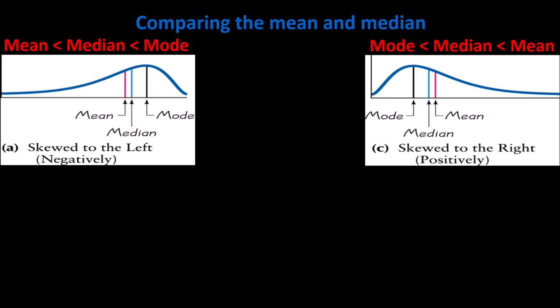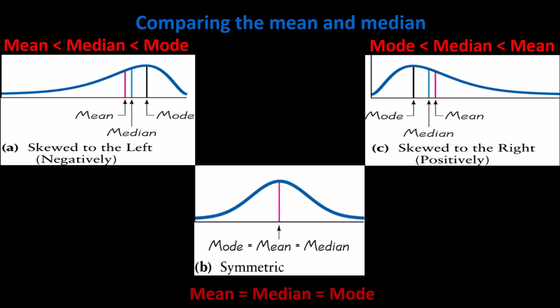Okay. But how about the symmetry? If it is symmetric, mean, mode, and median all are the same. Right. I hope you understand now about the mean, median, and mode. In my next video, I am going to continue chapter 2 and talk about measures of variation.